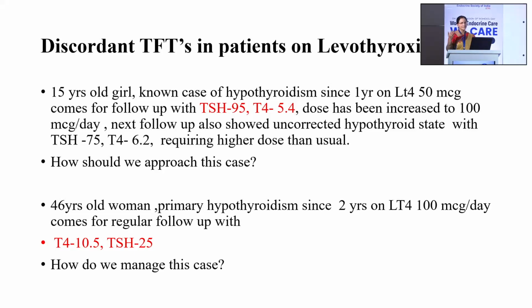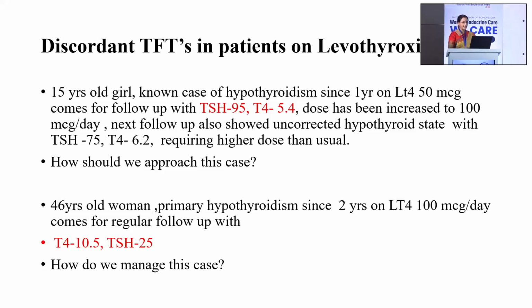So what do we do? We ask for complaints. If they deny complaints, we increase the dose. That was done to 100 micrograms, and again at the next follow-up it showed an uncorrected state, so she is requiring a higher dose than the usual. So how should we approach this? I think these are all common scenarios. So what would be the causes and how do we approach them?